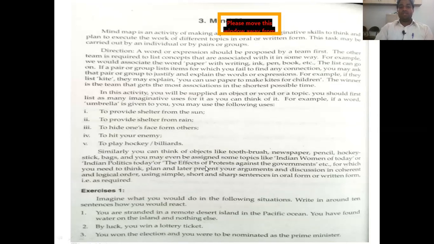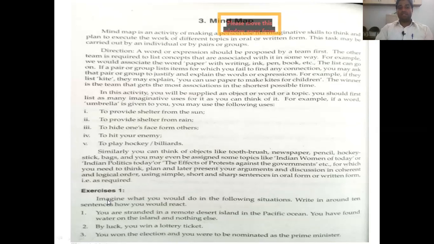For example, you can write about newspaper. What is meant by newspaper? News is the abbreviation of north, east, west, and south, and then the uses of newspaper. The use is nothing but giving information through reading, so it can develop reading skill also. So these are the examples of mind map.